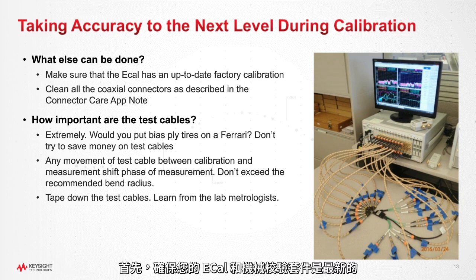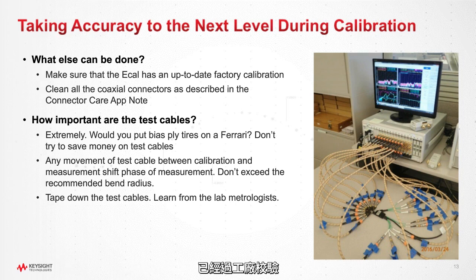What else can we do? First of all, make sure your eCal and your mechanical cal kits are up to date and factory calibrated. Make sure they're all very clean coaxial connectors. You can get in there with a little Q-tip and some isopropyl alcohol, and we've got a whole application note on connector care. As you can imagine, these test cables are quite important. Make sure you invest the money into the test cables after you've invested all the money in your vector network analyzer, right? You wouldn't put bias ply tires on a Ferrari. This is the same idea. So spend the money, get some nice cables. If you suspect the cable is bad, replace it. Okay?